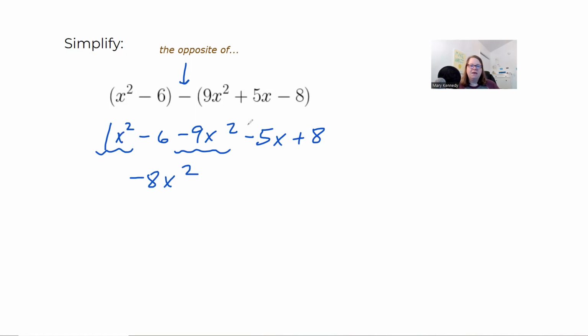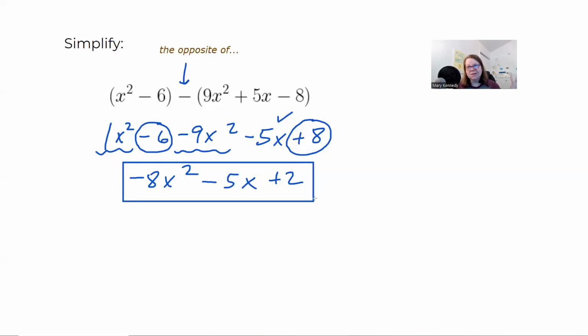And then I have an x here, and I don't have any more of those, so I'm going to just bring that down, -5x. And then I have a -6 and a positive 8. And 8 minus 6 is 2. So now, why did I do it in that order? Why didn't I do -6 plus 8 first? Because I wanted to go ahead and put it in what's called descending order, because simplifying means that it's written in descending order as well.